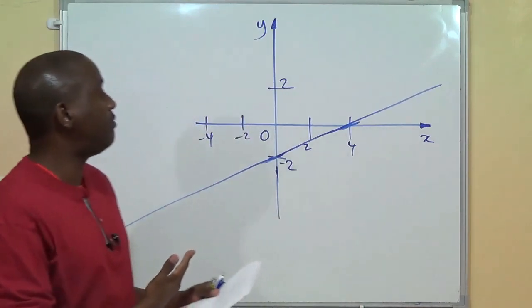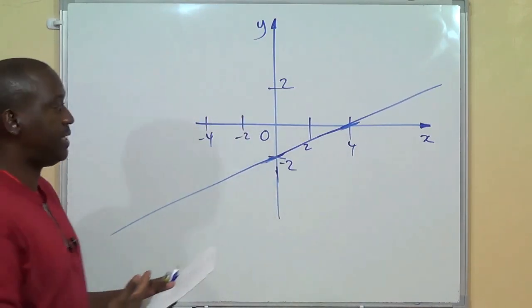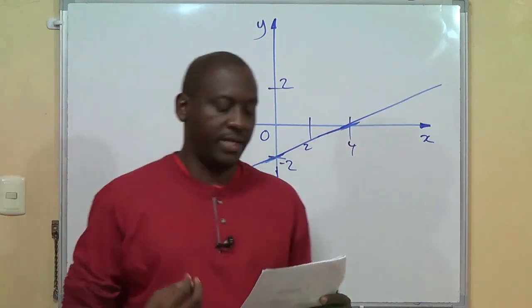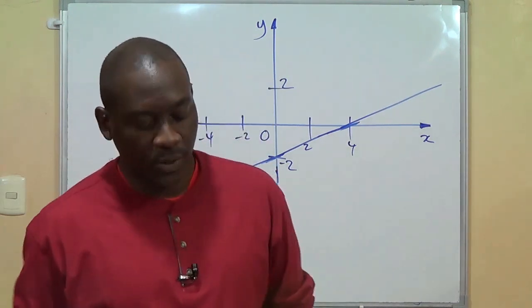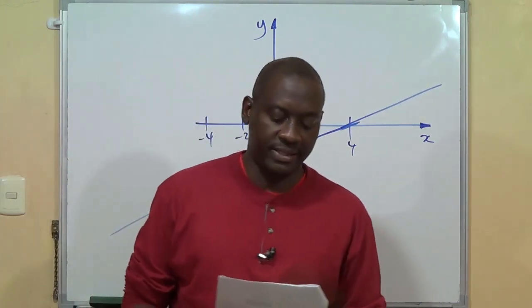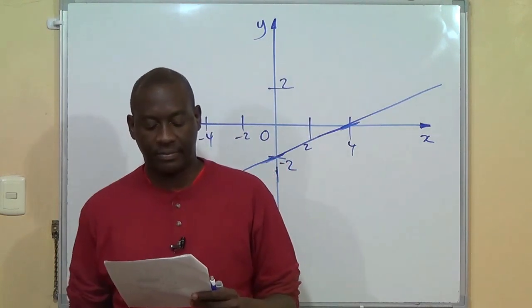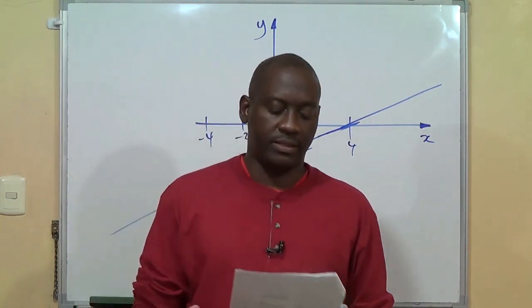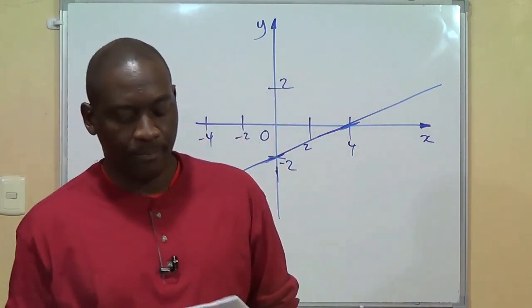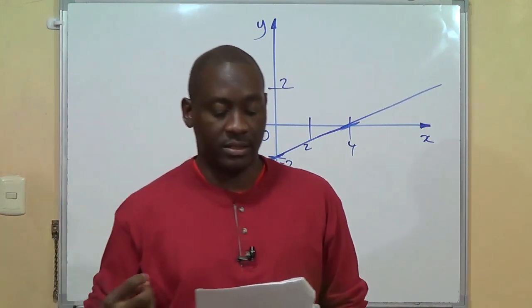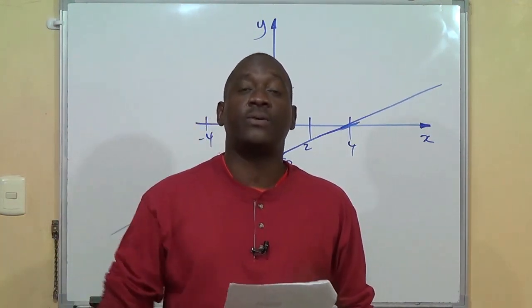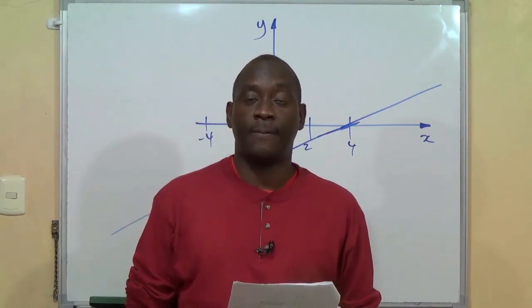So we have the graph for this question as replicated there on the board, and the question reads as follows. Which of the following relations is represented by the graph shown above? Alright, and I have 4 answers, right? A, B, C, D.